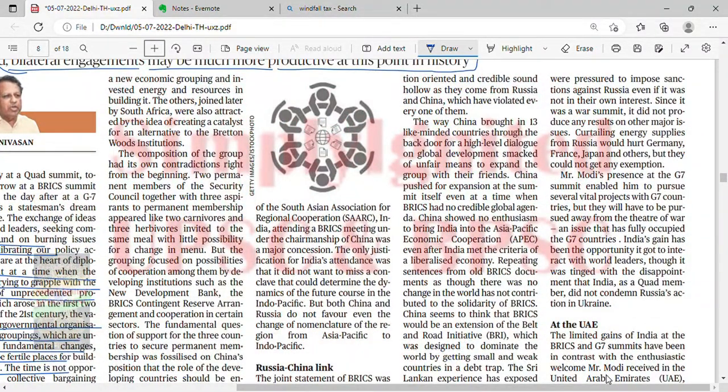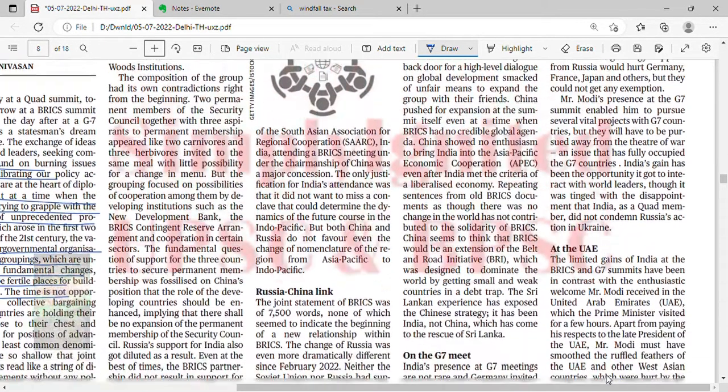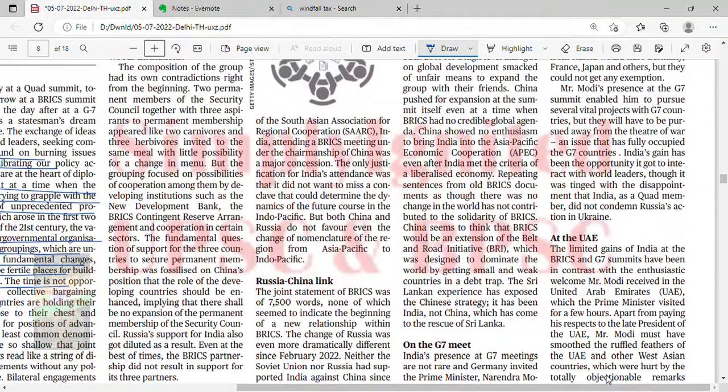Invested energy and resources. The other joined later by South Africa, which was also attracted to the idea, creating a catalyst for an alternative to the Bretton Woods institutions. Okay, what does it want to say? Let's see. The composition of the grouping has its own contradiction right from the beginning. Two permanent members of the Security Council together with three aspirants to become permanent members appeared like two carnivores and three herbivores invited to the same meal with little possibility of changing the menu.